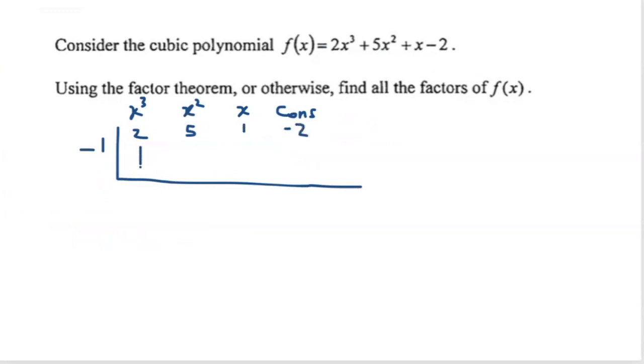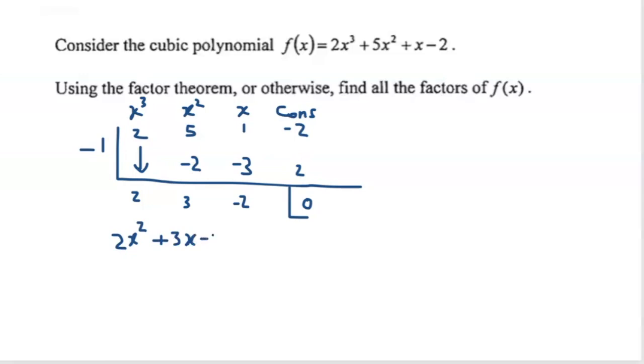So the first step is that I carry down the first number. Then I multiply 2 times negative 1, that's negative 2. Then I add 5 plus negative 2, that's 3. Then 3 times negative 1 is negative 3. Then we add 1 plus negative 3, that's negative 2. Then multiply minus 2 times minus 1, that's positive 2. And then add to get my remainder, which is 0. So this becomes a quadratic, which is 2x squared plus 3x minus 2.